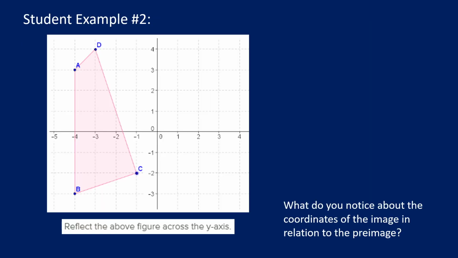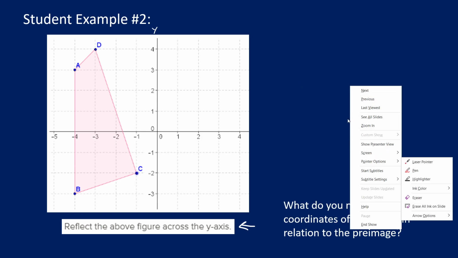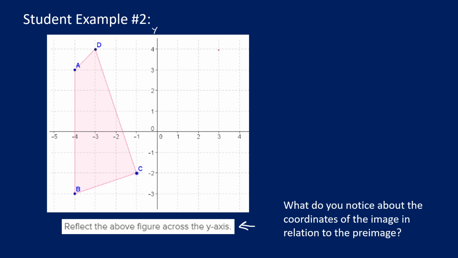Okay, here's another example. This one is asking you to reflect across the y-axis. So again, you may want to pause and try this one yourself just to see what happens. Let's get our red pen. D is going to end up over here, 3 over. 3 over. Again, it's a little easier to see with vertical lines. D prime. A is going to end up over here. C is going to end up over here. And B is going to end up over here. Okay, connect as best we can.